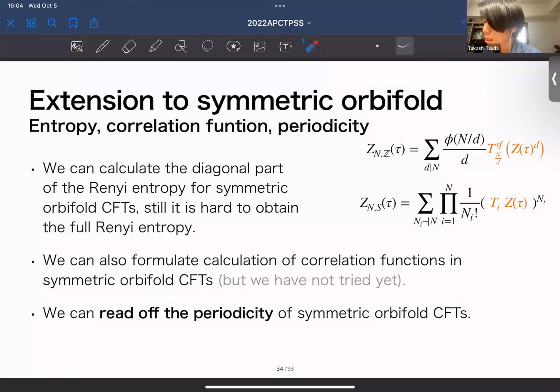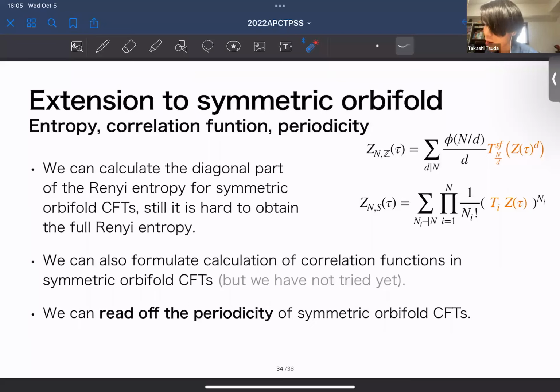We can calculate the diagonal parts of the Renyi entropy for symmetric orbifold CFTs by using the method that I told in the first half of this talk. Still, it is hard to obtain the full Renyi entropy because there's an off-diagonal contribution. This is one of the future problems of this research. We can also formulate calculations of some correlation functions in symmetric orbifold CFTs. We think that this can be done, but we have not tried yet.